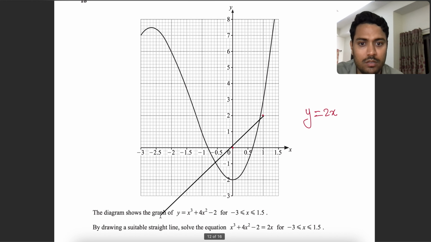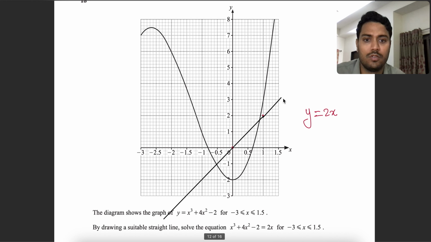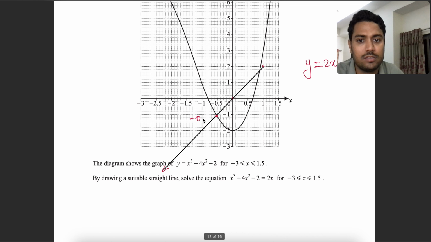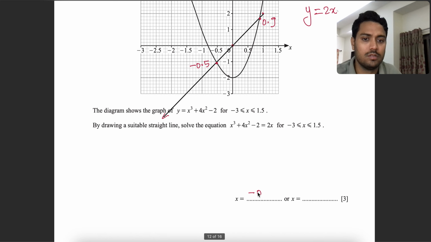So let's join these lines like this, and we can stretch it from both the ends like this. Consider this as a straight line. So basically the point of intersection is going to be the solution. Stretch this line from both the ends, and this point, which is minus 0.5, and this point which is 0.9 somewhere. So answer is minus 0.5 and 0.9.